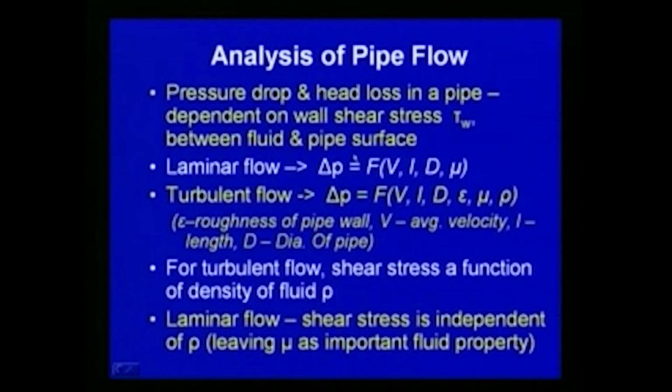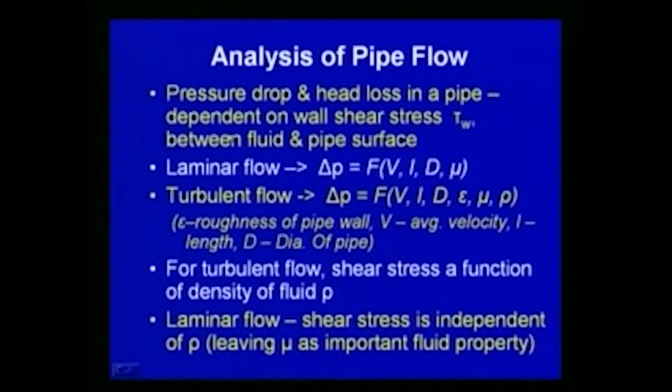Now we have seen the various important relationships for laminar flow through pipes and turbulent flow through pipes. Based upon these basic theories, we will now critically analyze the pipe flow, and then discuss the various losses, like major losses and minor losses, as far as pipe flow is concerned. So, the analysis of pipe flow: pressure drop and head loss in a pipe.